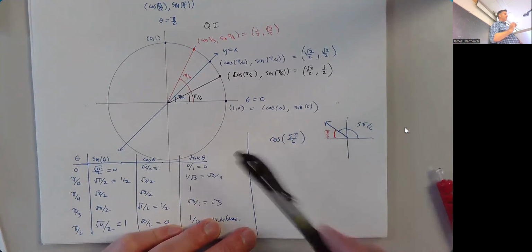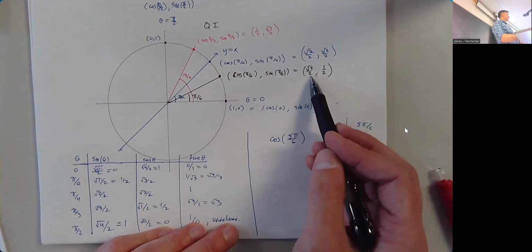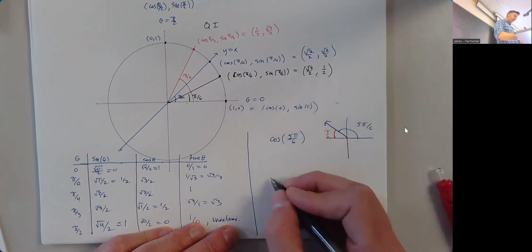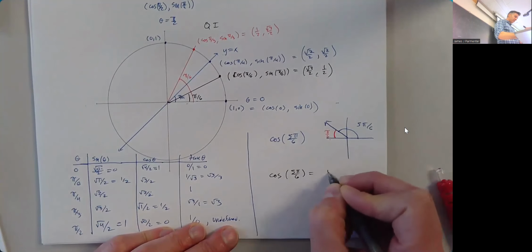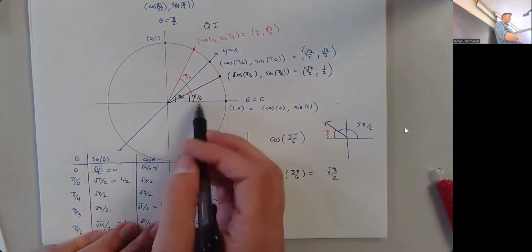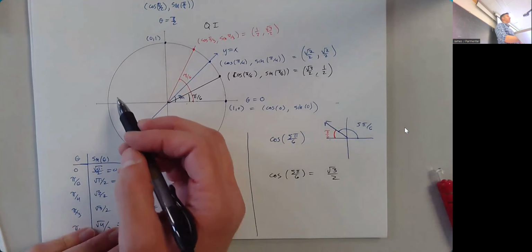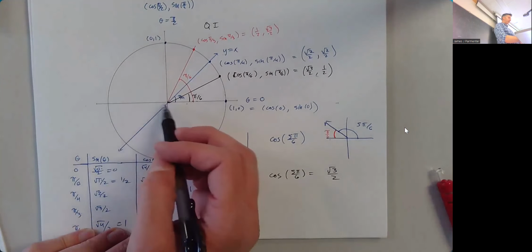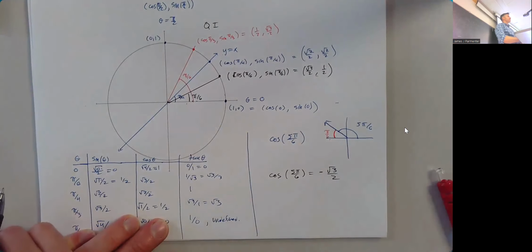And what is cosine of π/6? Well, cosine of π/6 is the square root of 3/2. So cosine of 5π/6 is going to be square root of 3/2, except it might be negative. And it is negative because over on the left side of the y-axis, the x values are negative, right? You've gone on the negative side for x. So this is negative root 3/2.